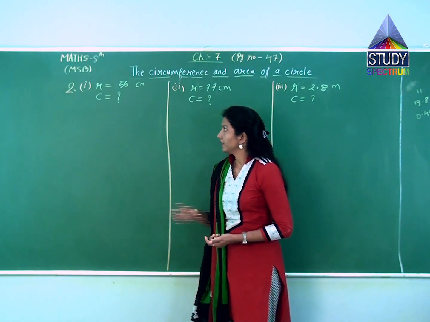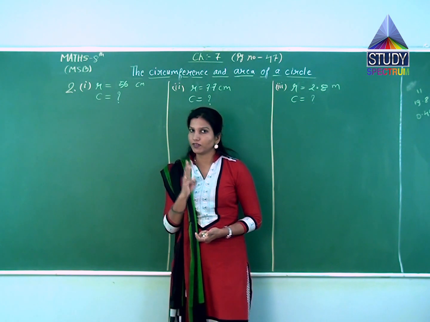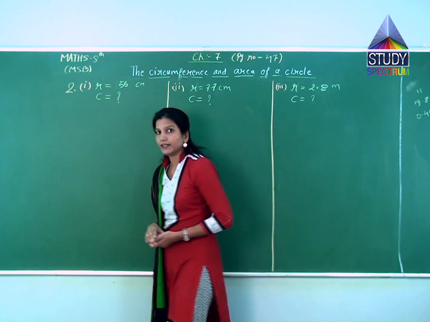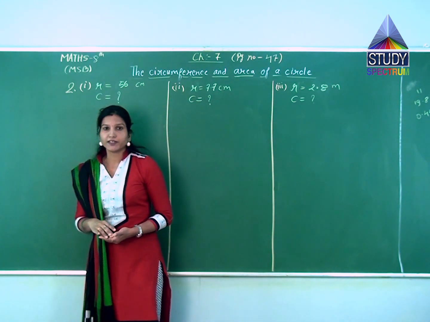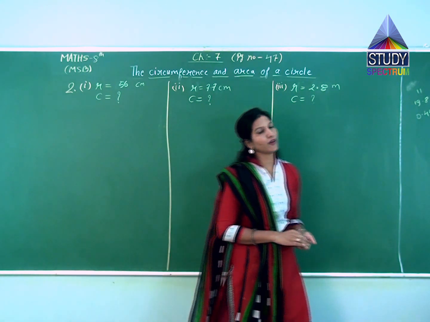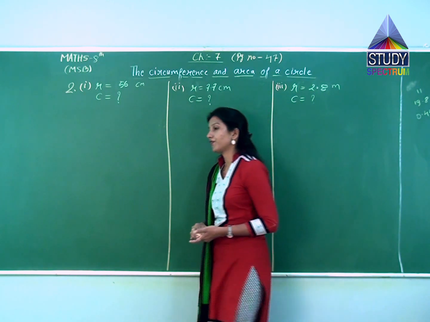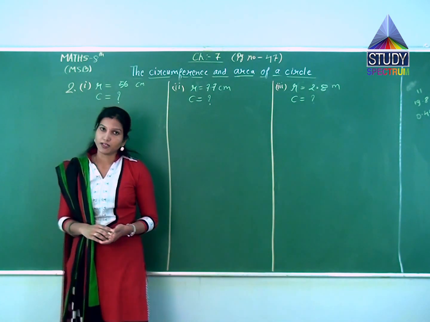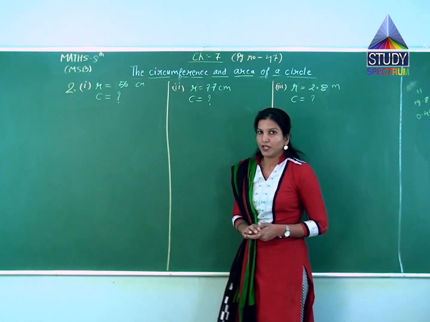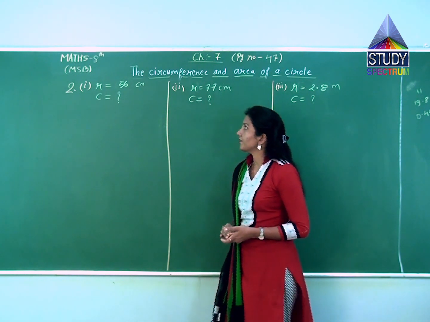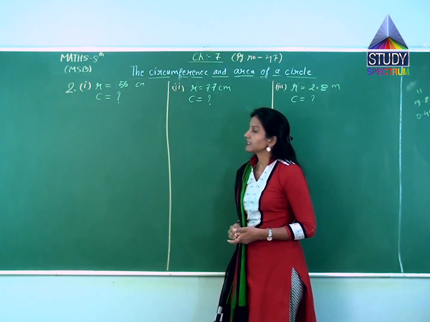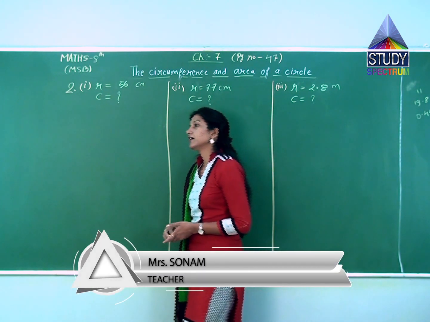So students, in question number 2, we again have 3 parts, first, second and third, and these 3 parts say: find the circumferences of the circles with their radii given below. That means the radii of 3 circles are given and we have to find out the circumference of these circles. So let us start with the first part. In the first part, the radius given is equal to 56 centimeters. We have to find out the circumference.